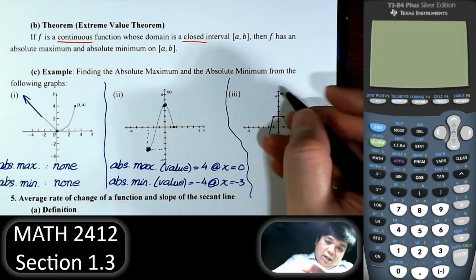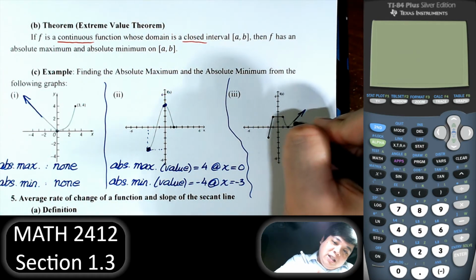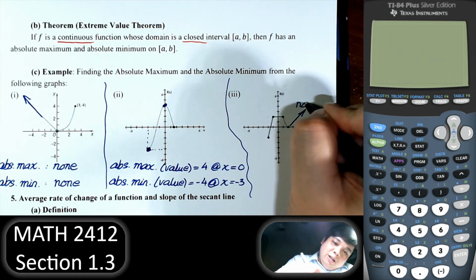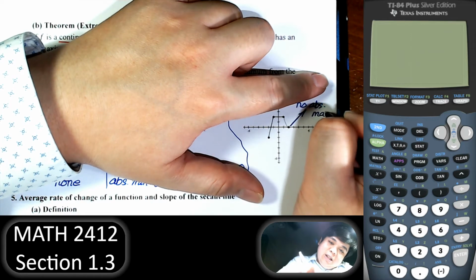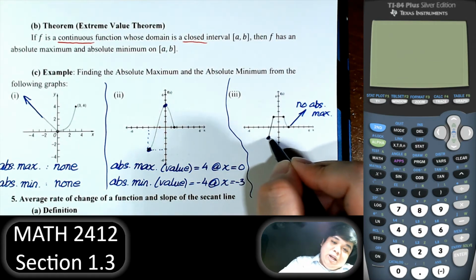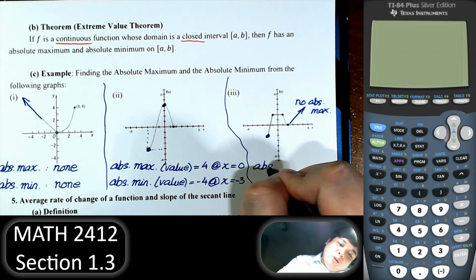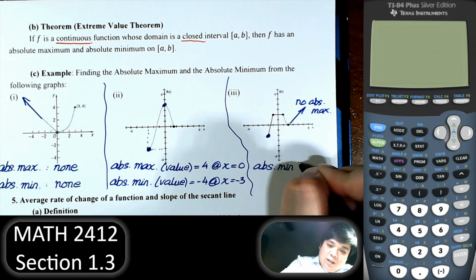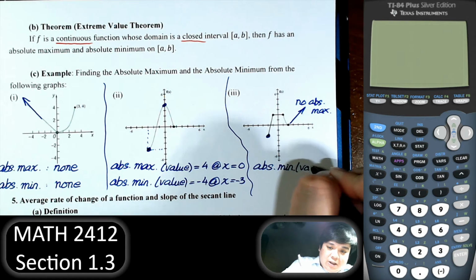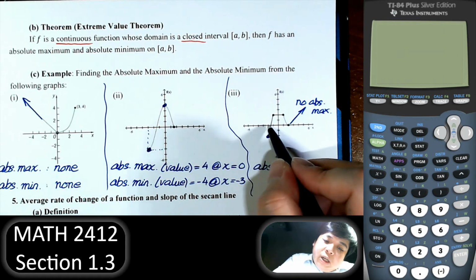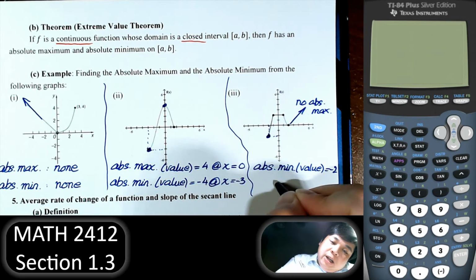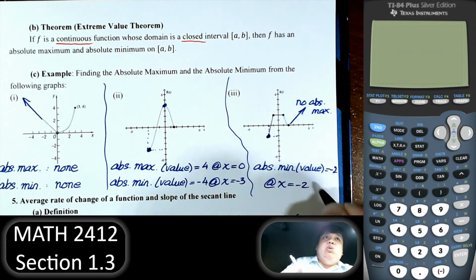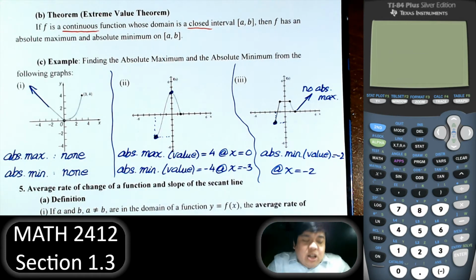Here the function keeps going, so there's no max. No absolute max, but there's the absolute minimum at this point. So we say absolute min value equal to -2 at x equal to -2. So this is pretty straightforward. So this is the easier part of what we study.